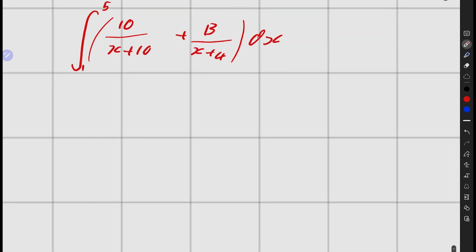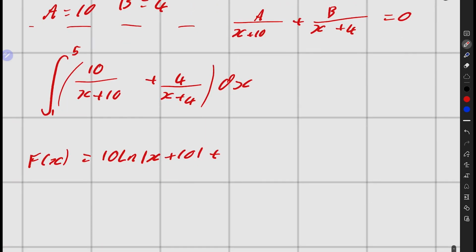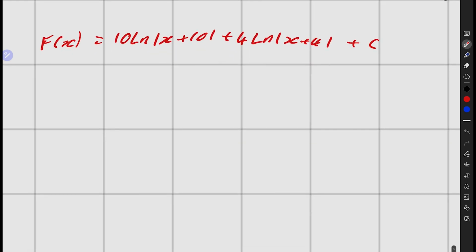Okay, let's go. So we can say the integral f of x is going to be equal to 10 natural log of x plus 10, plus b, so we need to add b in, that was 4, plus 4 times the natural log of x plus 4, plus c. So let's substitute our boundaries in and solve.